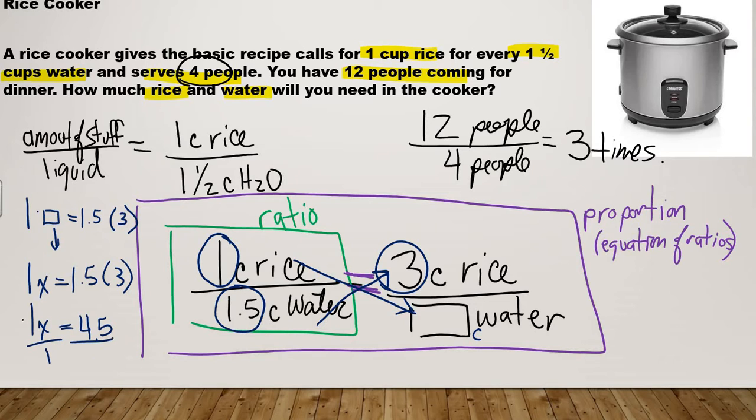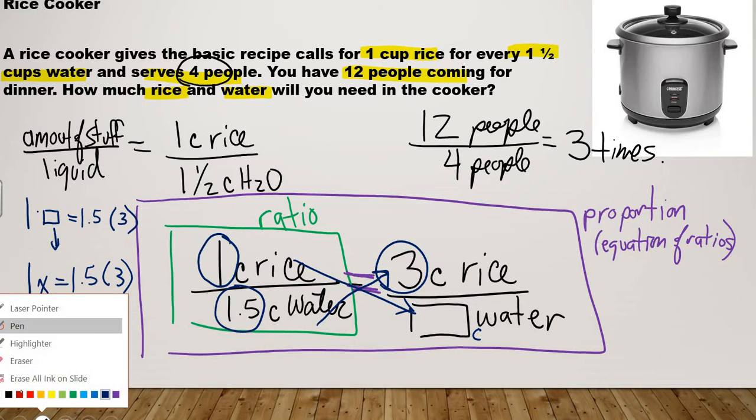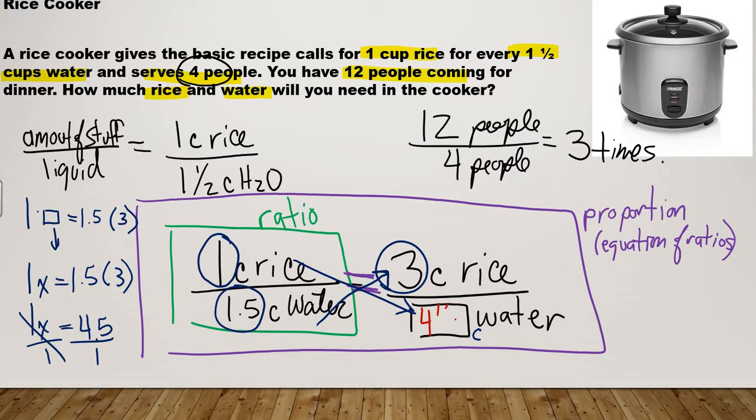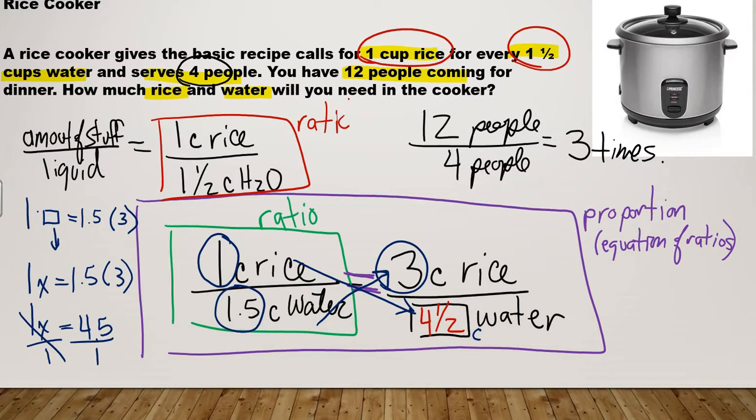Technically here we divide by 1, so we get x by itself. So the amount of water we need is going to be, in this case, 4.5 cups of water. So if I want 3 cups of rice, I'm going to use 4.5 cups of water. So vocabulary, when you have the amount of stuff inside a liquid, that's called a concentration. Something over something, in other words, a fraction, that's called a ratio. And then an equation of ratios, where you have 2 of them, is called a proportion.